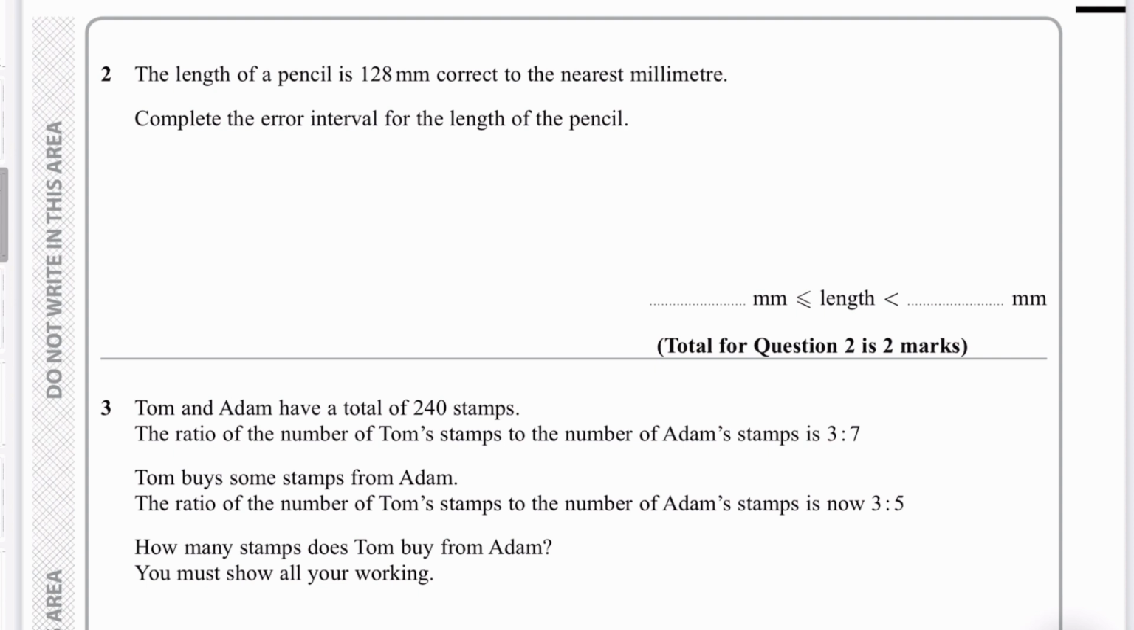Is that correct to the nearest millimetre? Error intervals are coming up quite a bit actually. I do see them in quite a lot of different papers, not just Edexcel but other ones as well. But basically, you're going to round up from 127.5, which is the lowest amount it can possibly be, so it gets to 128 as the correct to the nearest millimetre, and then the other side it's going to be less than 128.5. Okay, pretty much that's the answer to that particular question.